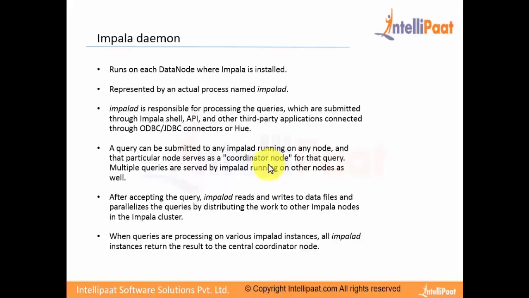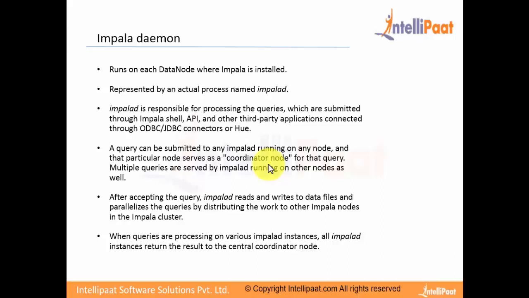Now what happens is that the particular node which actually receives the SQL query acts as the coordinator node for that query. It then initiates multiple queries on different nodes which are supposed to handle the data to be processed by this particular SQL query. Once the Impala D accepts the query, it reads and writes to the data files and parallelizes the queries by distributing the work to other Impala nodes in the Impala cluster.